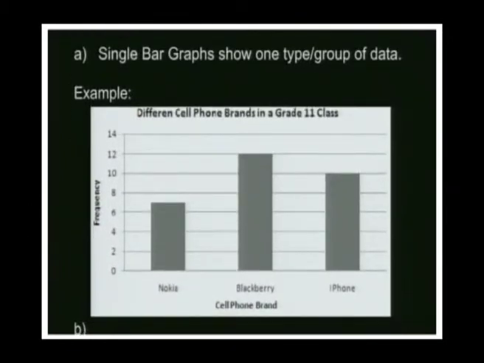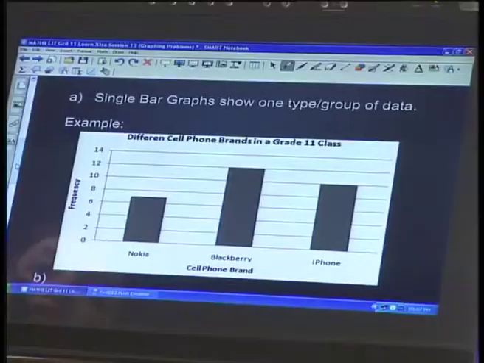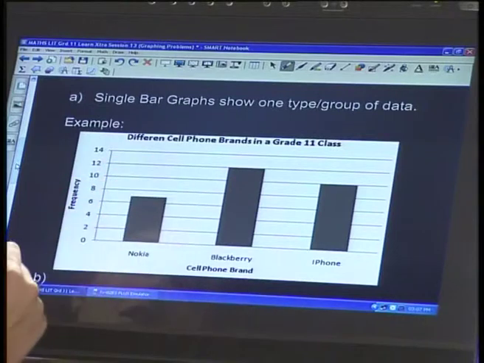An example of a single bar graph shows a comparison of one type or one group of data. I'm sure you all have cell phones and everyone decides that their cell phone is the best, but how many cell phones of each kind are there in the class? So for example, let's look at a grade 11 class. We see that over here there are 7 Nokia phones, 12 Blackberries, and 10 iPhones. Wow, must be a private school.